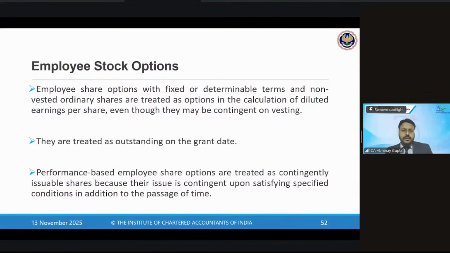So let's understand how the employee stock options will be considered for the purpose of calculation of diluted earning per share. So what do employee stock options mean? Employee stock options are the options which are offered to employees to keep them motivated to continue with the company for a longer period, right? This is a tactic which companies use widely to keep their employees engaged with the company, right?